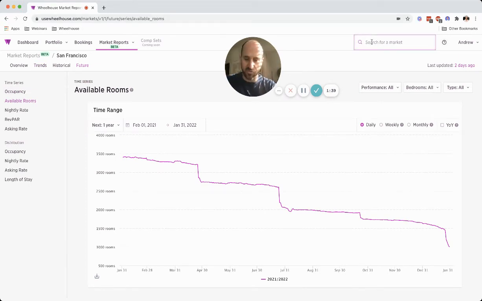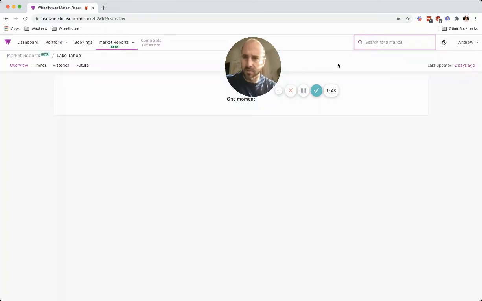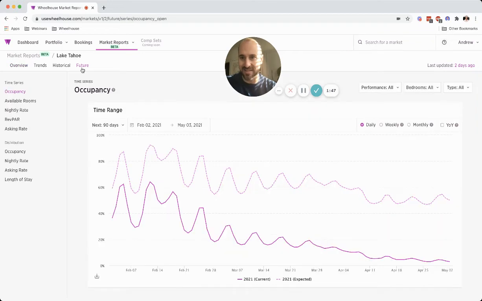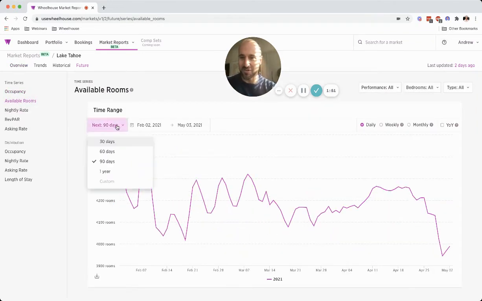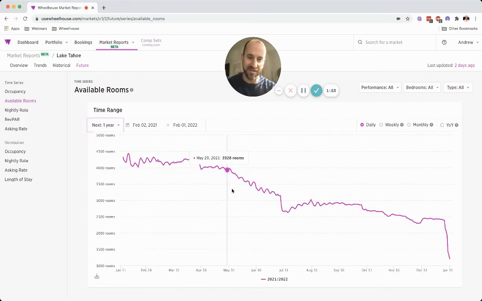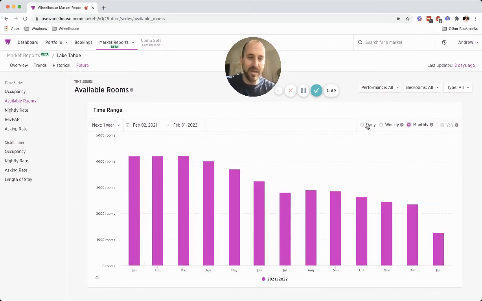Let's go choose one more. Let's go look at Tahoe. Choose whatever market you're in. Again, this is all free. This is what you can come look at. Come look into the future, toggle over to available nights. Let's look a year out, and we're going to again see this huge drop. So you can look at this on a weekly or monthly basis, of course.